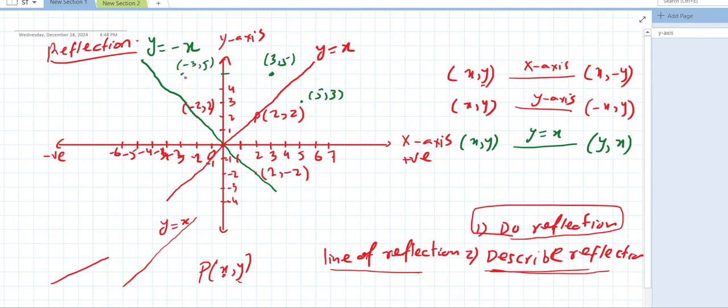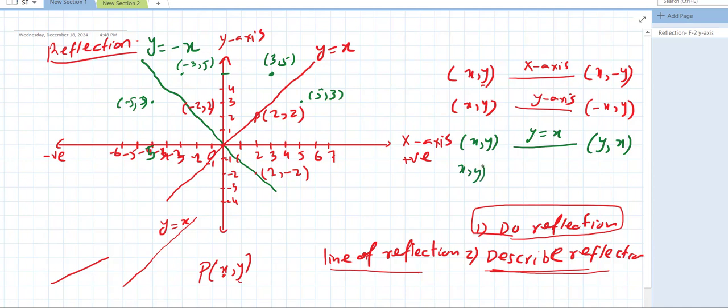Minus 3, 5. Now after reflection, it should appear here. The coordinate of the point will be, this time, minus 1, minus 2, minus 3, minus 4. This is minus 5 actually. So this will be now minus 5, 3. So in that situation, you see they're flipping and changing the sign.